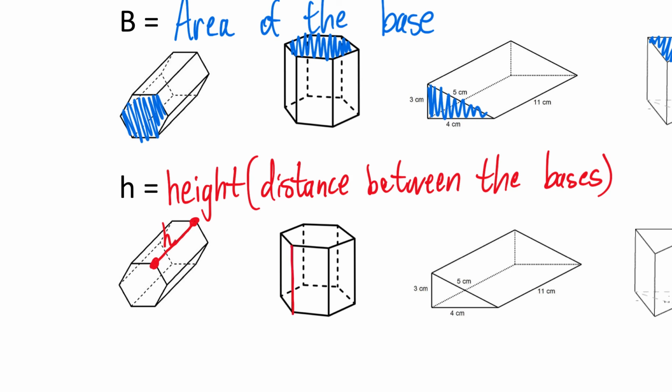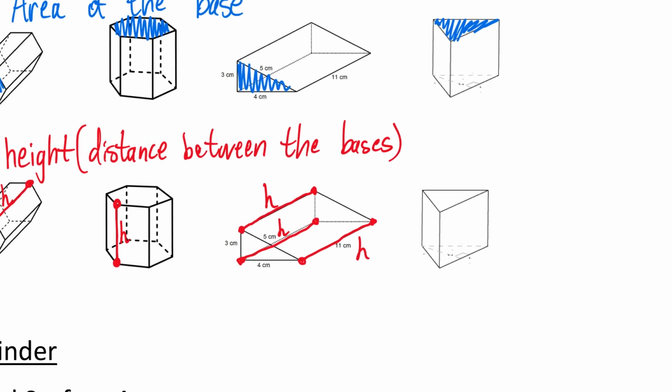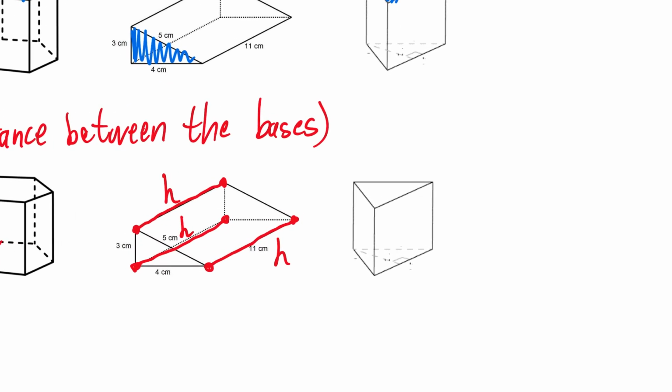Okay, on this one right here is the height, and this right here would be the height also because that'd be the exact same thing. This right here would be the height. All three of those are the same length. Those all would be the height. Okay, and then on this one from here to here is the height. Distance between the two triangular bases.